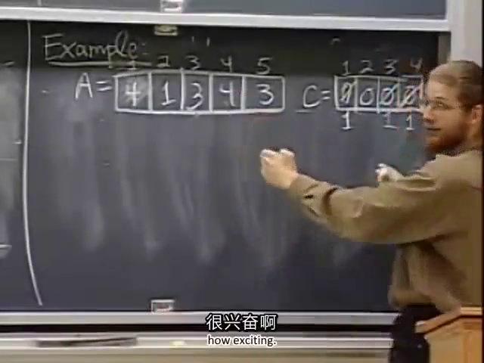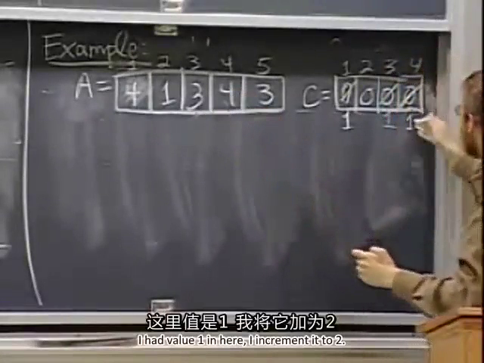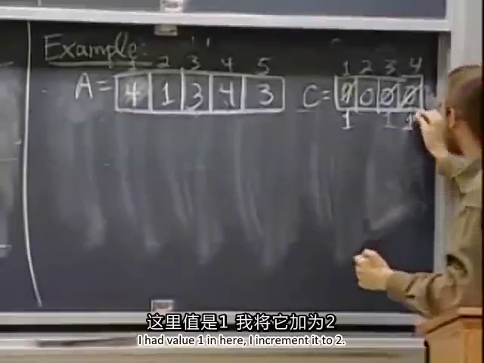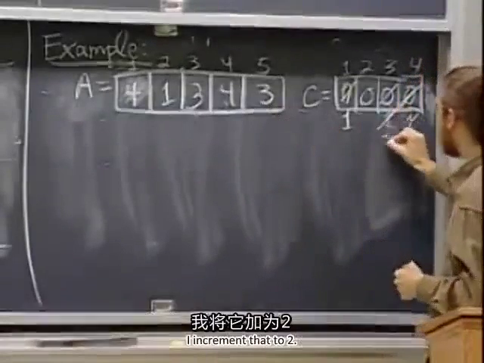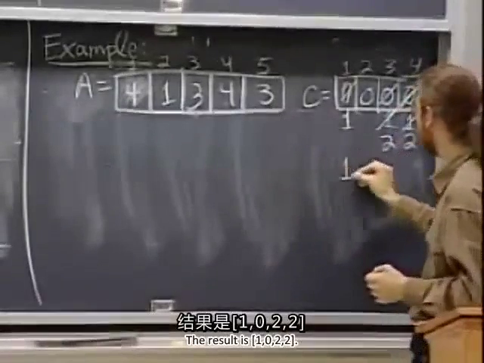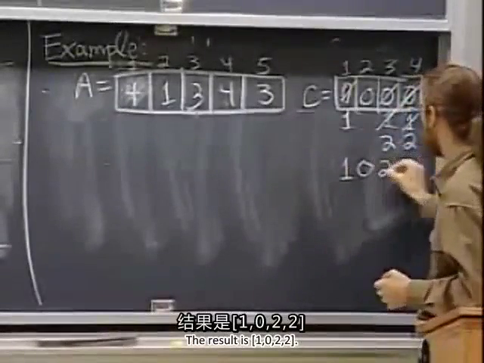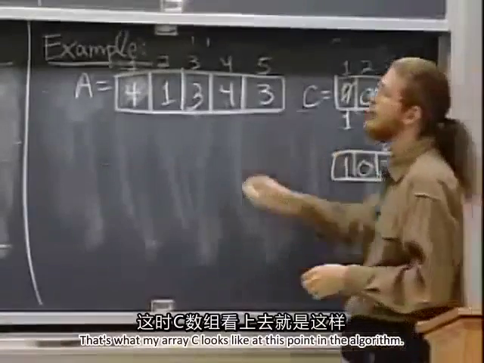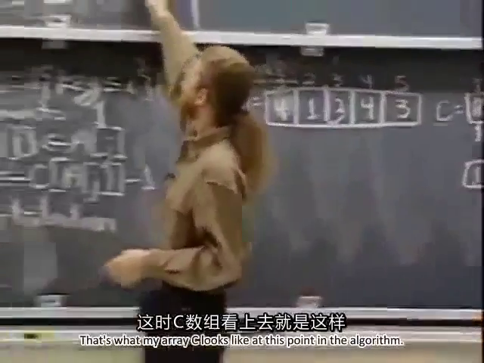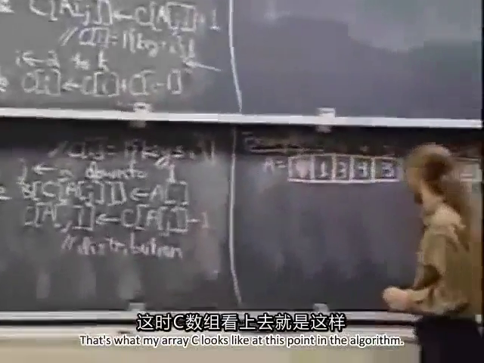Now I see 4, which I've seen before. How exciting. It had value 1, and here I increment it to 2. Then I see value 3, which also had a value of 1, and I increment that to 2. So the result is 1, 0, 2, 2. That's what my array C looks like at this point in the algorithm.